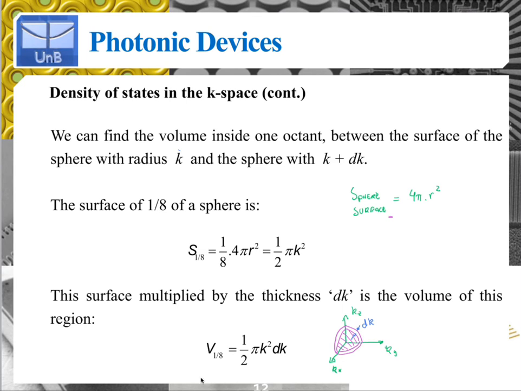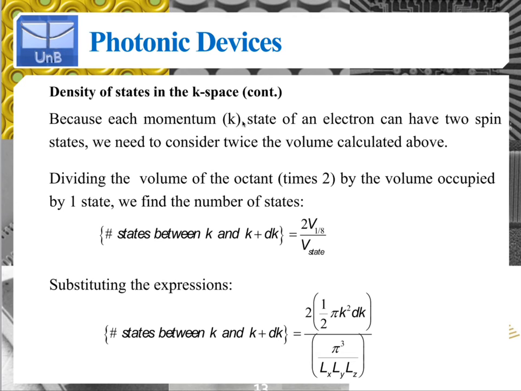So that's what we did here. One half times pi times k squared is the surface of the inner sphere. You multiply that by dk and you get the volume of the shell. Since each k can be associated with an electron with two possible spin states, positive spin and negative spin, we need to consider twice the volume calculated just before. So this only means that we need to multiply this result by 2 in order to take into account the two possible spin states.